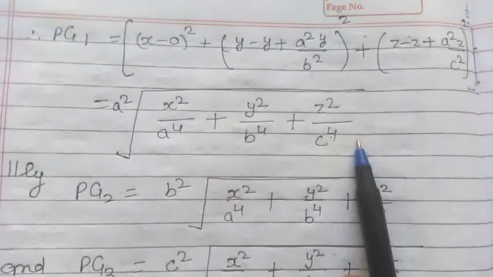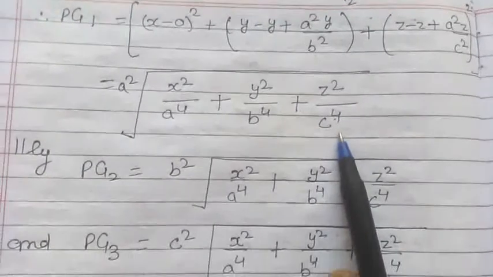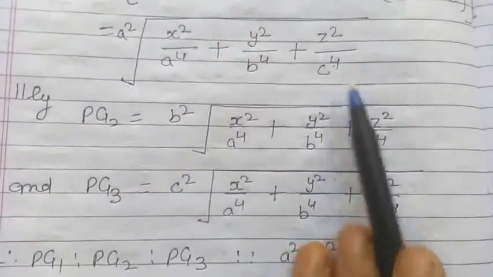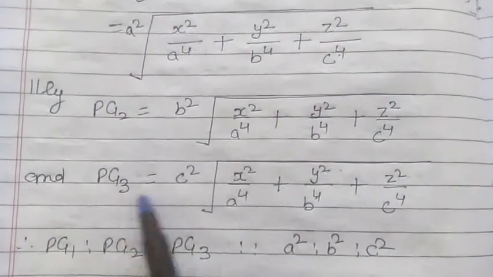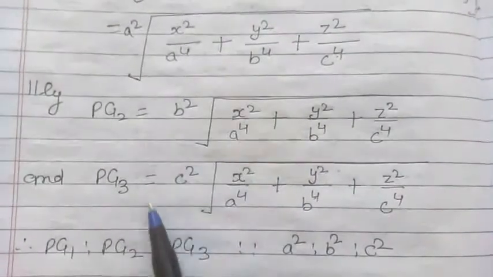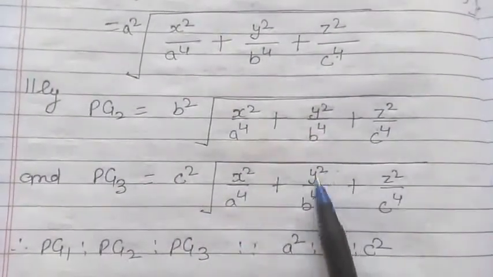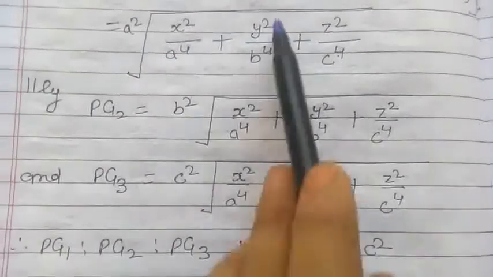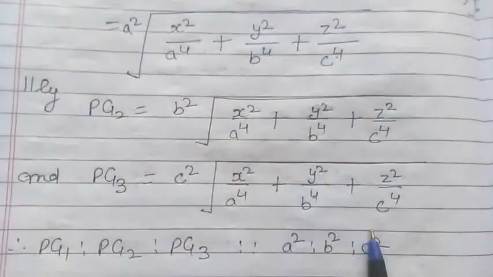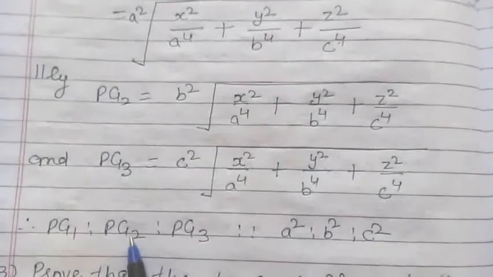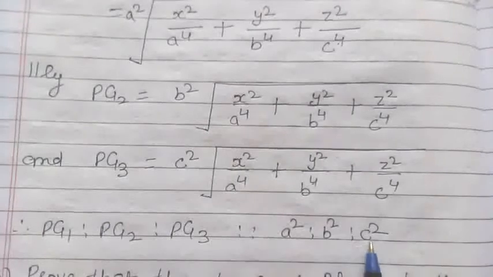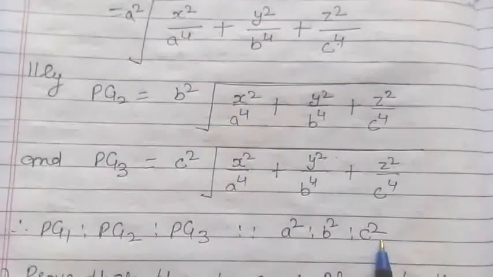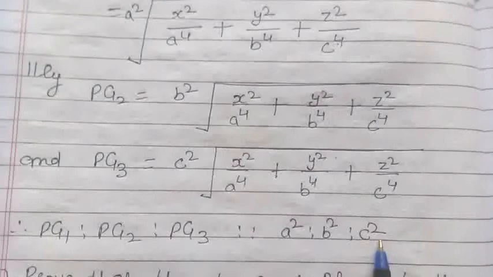Similarly, for the other two coordinate planes, substituting y equal to 0 and z equal to 0 respectively, we get the coordinates of G2 and G3, and then we can find PG2 and PG3. We can see that in PG1, PG2 and PG3, one term is the same in all three. So if we take the ratio, this term will cancel out. The ratio PG1 : PG2 : PG3 is constant, namely a² : b² : c². All three are constants. In this way, we have obtained the required result.